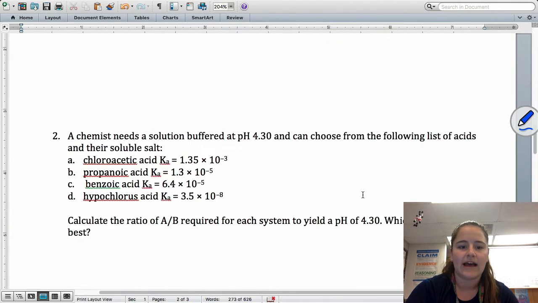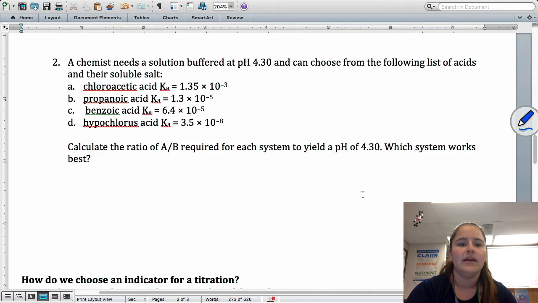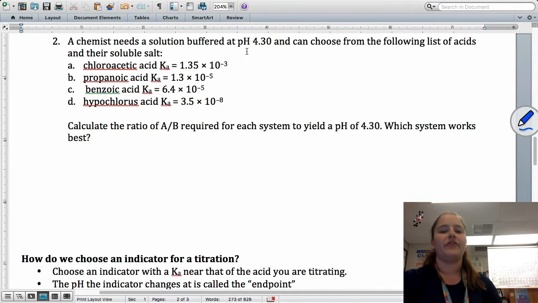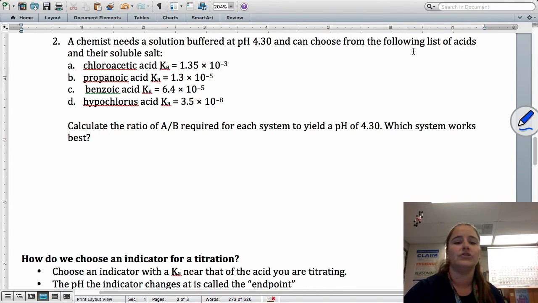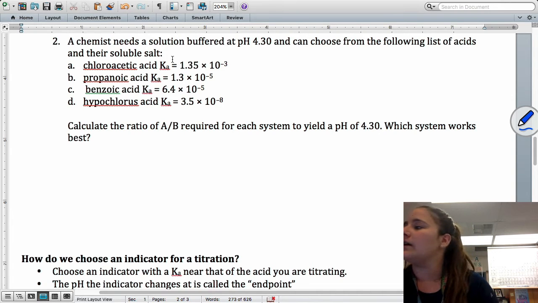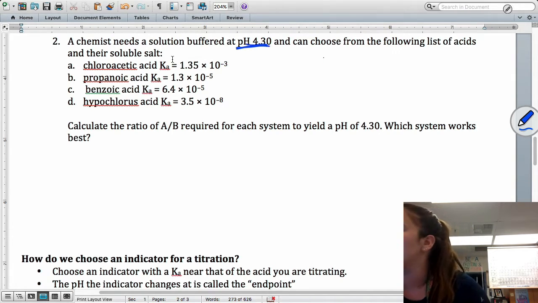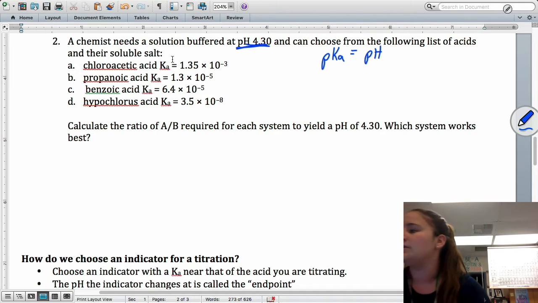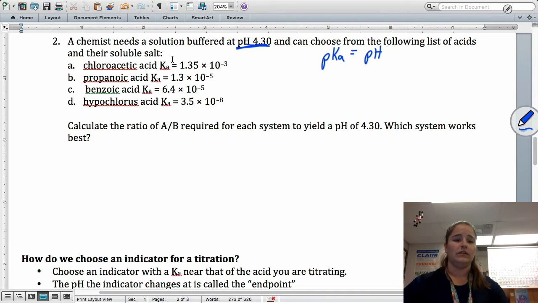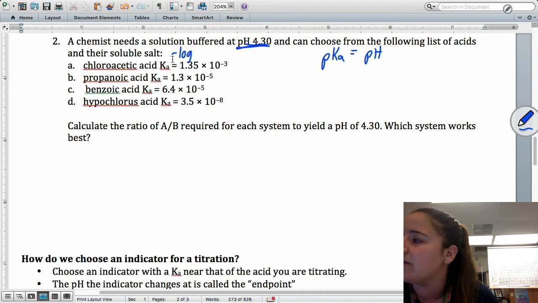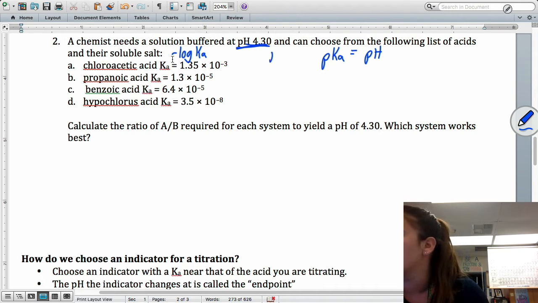Let's look at this one. A chemist needs a solution buffered at 4.30 and can choose from the following list of acids and their soluble salts. Okay, so if we want a buffer, we want the pKa to be as close as possible to the pH. So let's find the pKa's.